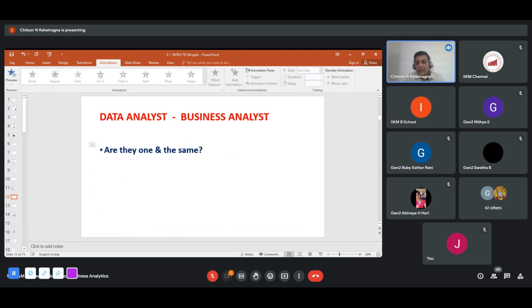Okay, so now the question would be, we are using the words data analyst, business analyst, are they one and the same? This doubt should be coming in your head. Who is a data analyst? Who is a business analyst? Do they do the same kind of job or are they different? To make you understand the difference, I'll also take you through Flipkart after 2, 3 slides, how exactly in a company like Flipkart a data analyst would work every day, and what a business analyst would do. So that you'll get clarity.